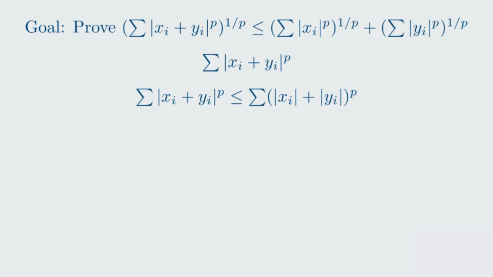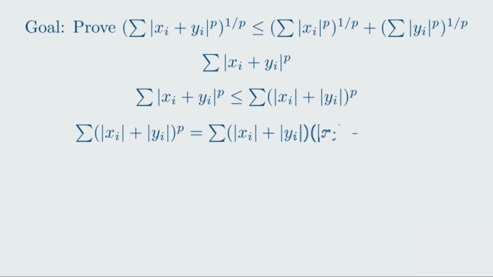We will split one of the terms of the expression, |x_i| + |y_i| raised to the p. Let's rewrite each term in the sum. We can take one factor of |x_i| + |y_i| and pull it out, leaving us with (|x_i| + |y_i|)^(p-1). Why do this? Because it allows us to distribute the first factor, which will create two new sums.